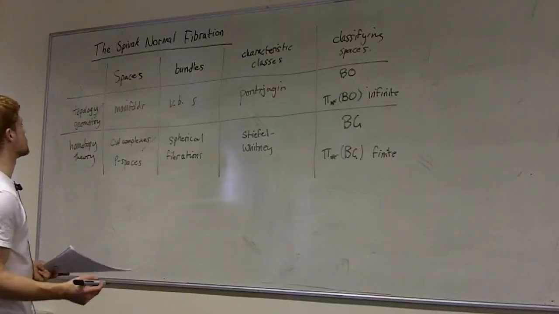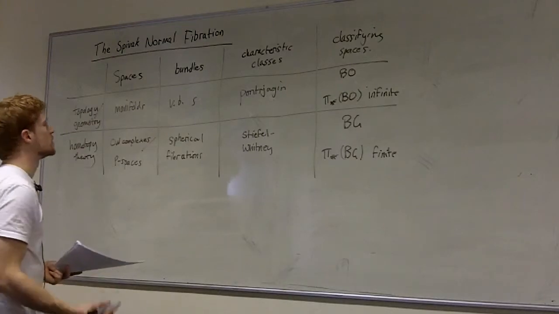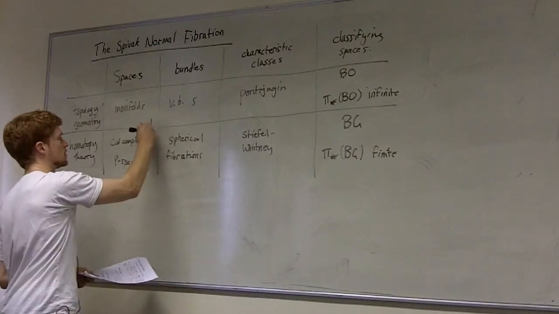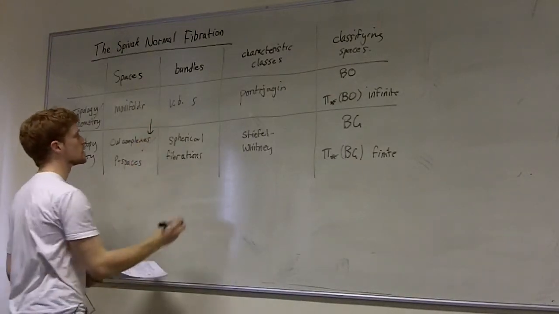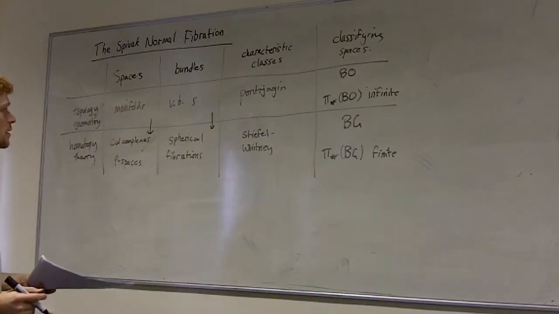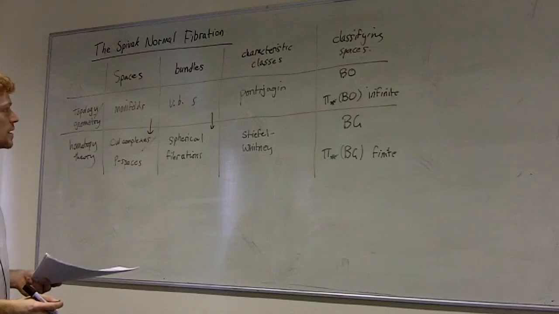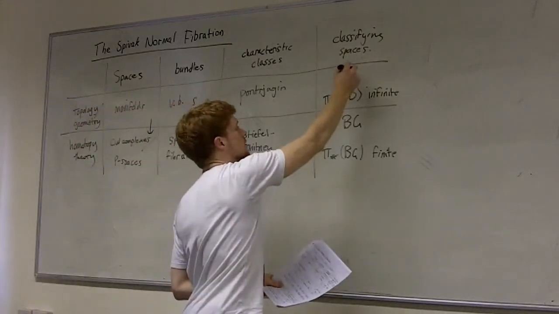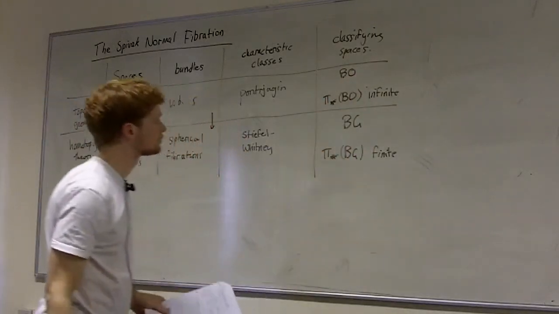So I've already said there's a sort of a forgetful map. So it takes a manifold to P space, it takes a vector bundle to its associated spherical fibration. It's not really the same analog case there is here. So it takes a map from BO to BG.